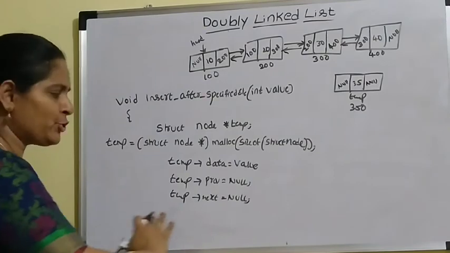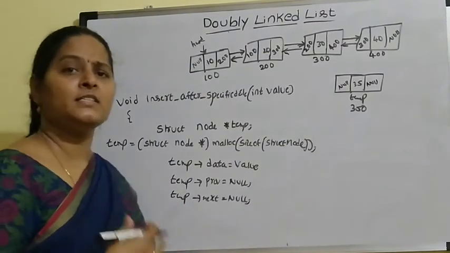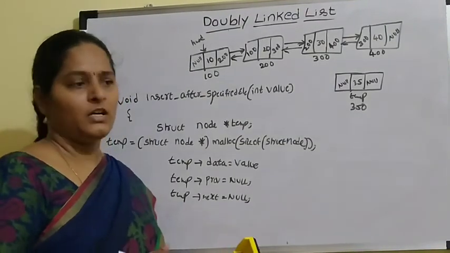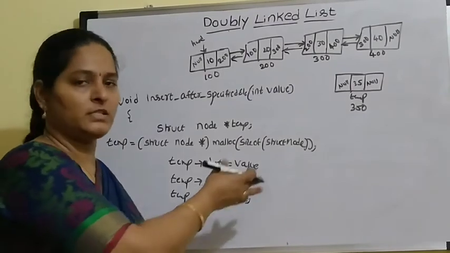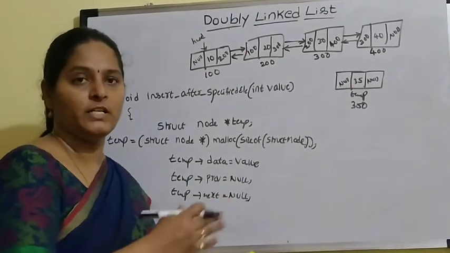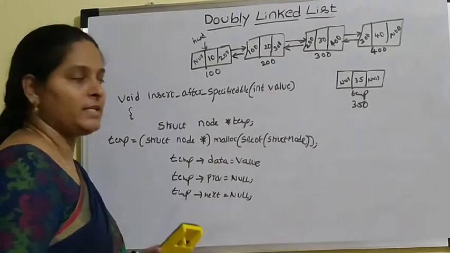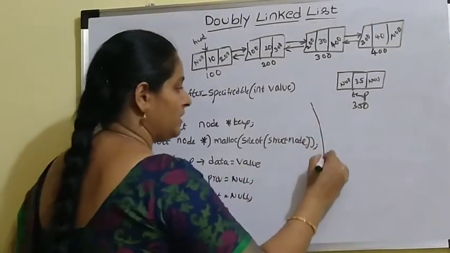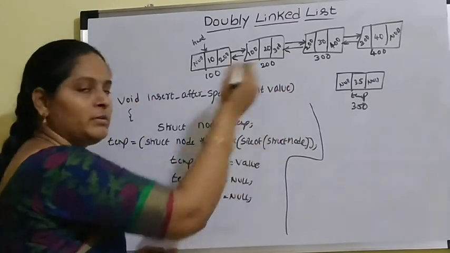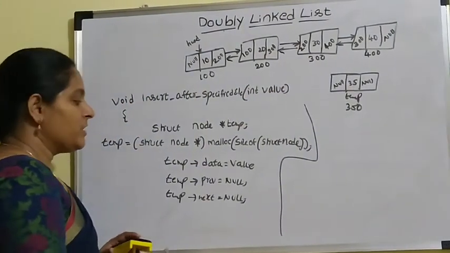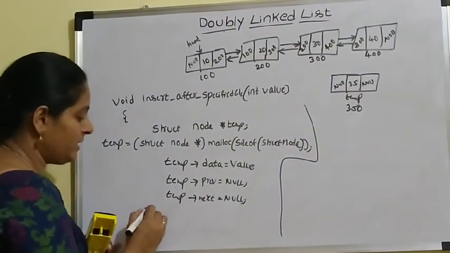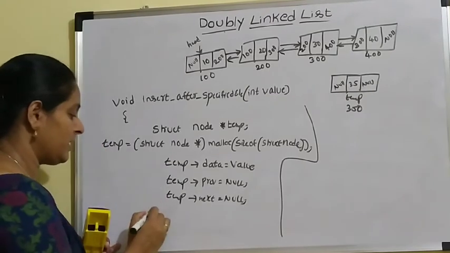Here I am not showing the case where the list is empty. I have already explained it in the previous cases, insert at beginning and insert at end. Now I am not showing the empty list case. Directly I'll explain how to place this node in the middle position.